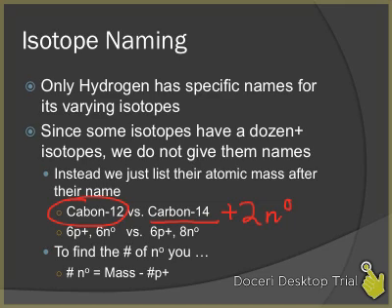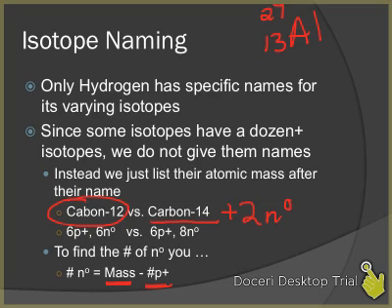Again, to find the number of neutrons, all you have to do is take your mass number subtracted by the number of protons. So let's do an example really quick. Let's do, just to give us a little bit of practice, aluminum. If I look at the periodic table, aluminum has an average atomic mass of 26.9. What should I round that to? 27. It has an atomic number of 13.